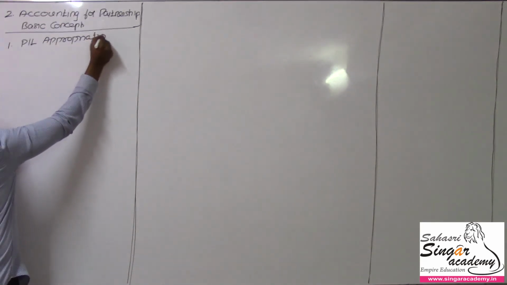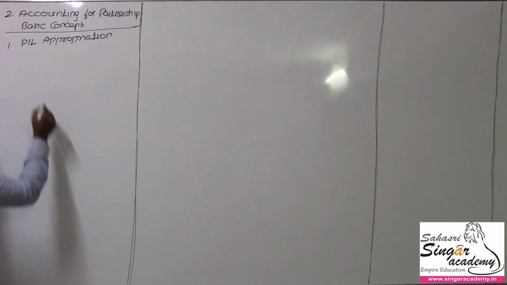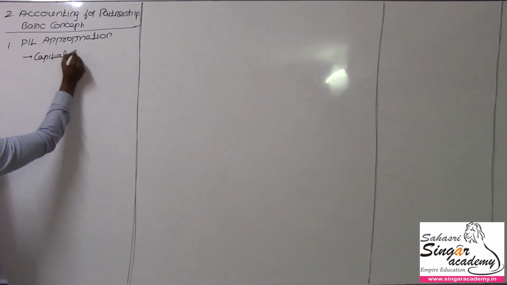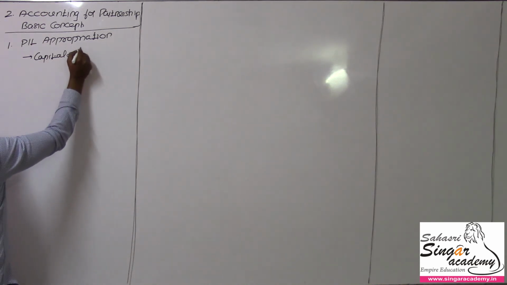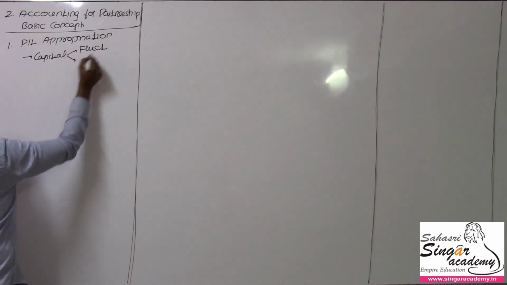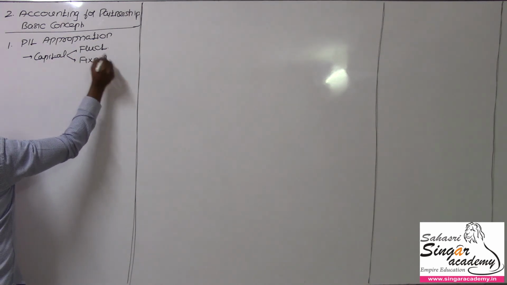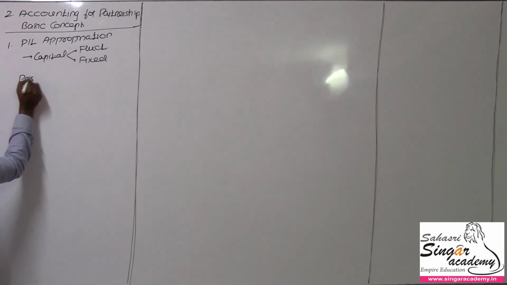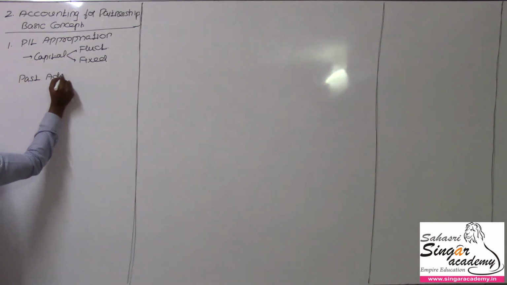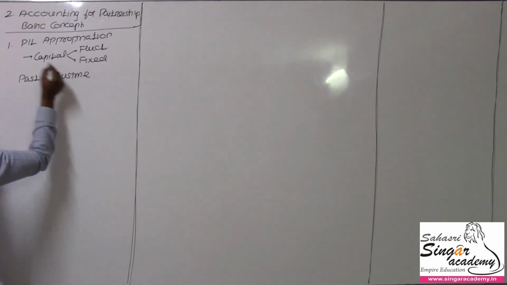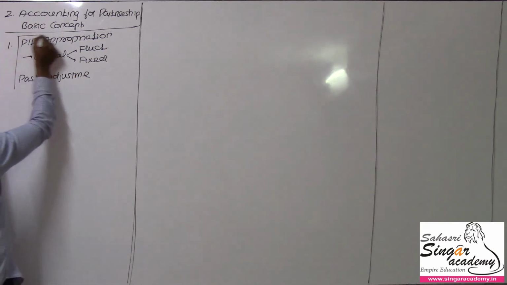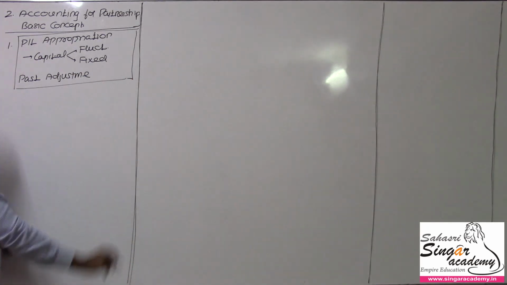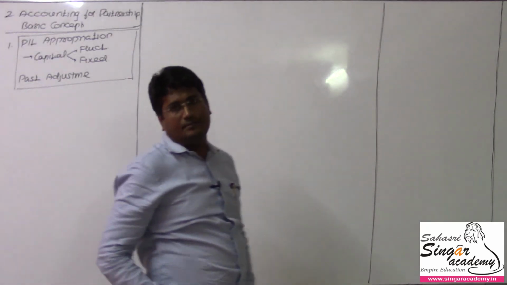P&L appropriation account, along with the capital account. In capital account we have two models: fluctuating capital account and fixed capital account. These are the two models we have. Apart from this, we have to prepare past adjustments. This will be block 1 for your understanding. Clear? In the basic concepts chapter, we are going to discuss this in detail.